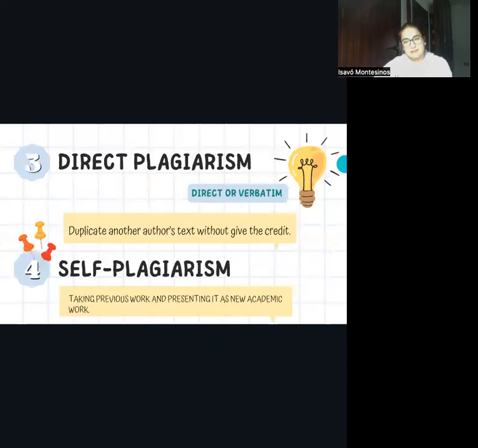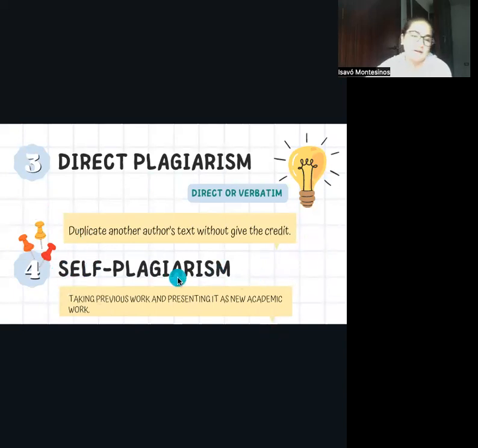Direct plagiarism or verbatim. This is when an author or a writer tries to duplicate another author's text without quoting or without giving the credit, and this person tries to present this work as an original.